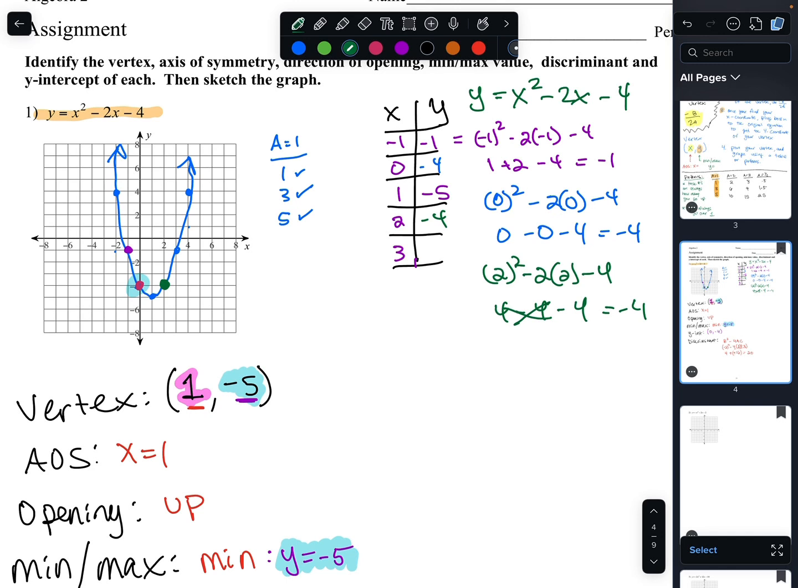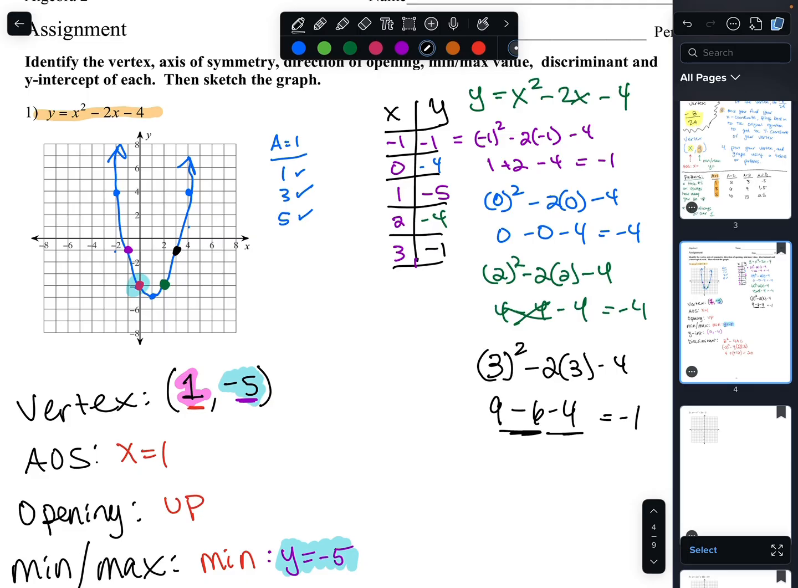And then finally, let's do this one in black. I'm going to use a 3. 3 squared minus 2 times 3 minus 4. Well, 3 squared is 9. Minus 2 times 3 is 6 minus 4. Well, 9 minus 6 is 3. 3 minus 4 is negative 1. And that's 3, negative 1. That's this point. And if you notice, all the points are on our graph without having to do the table.